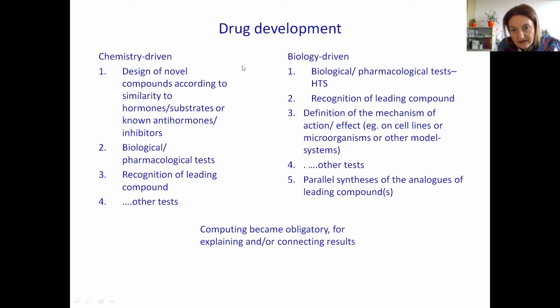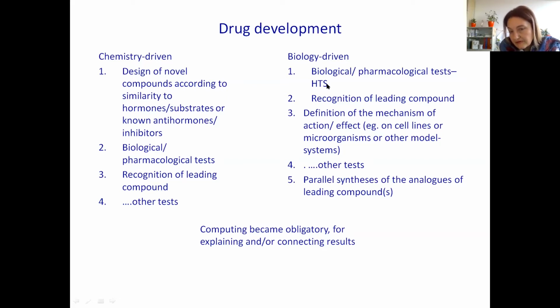Drug development could be roughly divided into chemistry-driven and biology-driven strategies. The order is a little bit reversed in these two strategies, at least in the first steps. In chemistry-driven drug development, first compounds are synthesized according to similarity to hormones or substrates, or to known and used anti-hormones or enzyme inhibitors. The next step is testing of the biological or pharmacological effect, for the particular activity for which the compound was synthesized. After that, other tests can be performed.